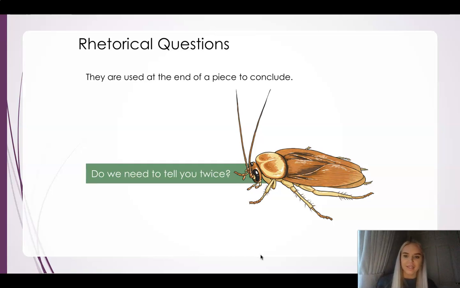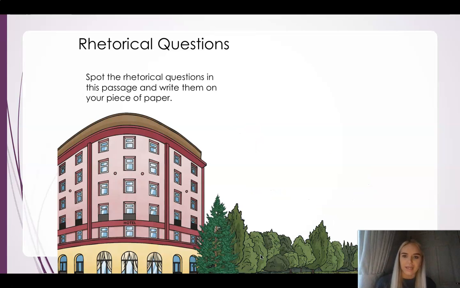Okay, so if we're thinking about deforestation, we might say, do we need to tell you twice about not cutting the trees down? And that might make someone else think, oh no, actually, you don't need to tell me twice. You're right. So they're really, really powerful features of a persuasive piece of writing.